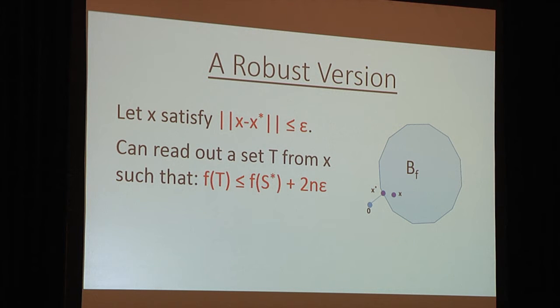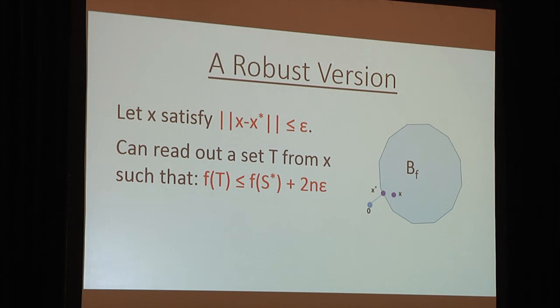So it basically says this. Instead of the minimum norm point x star in BF, suppose I reach close to it. Suppose I reach a point x, which is epsilon close in the Euclidean norm. Then from this x, I can read out a set T. This is no longer like the negative entries, but something not very complicated. I can read out a set T, and the theorem is that the function value at T is at most the optimum value plus an error of 2n epsilon. So I get an approximate minimizer.